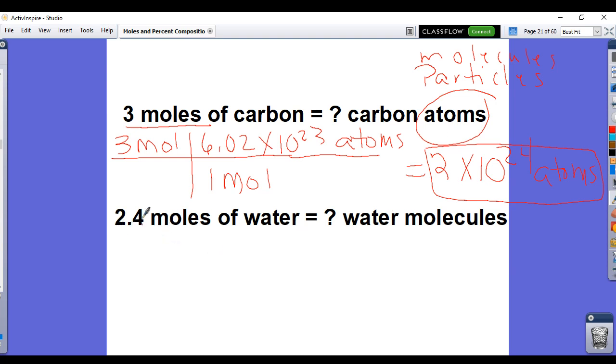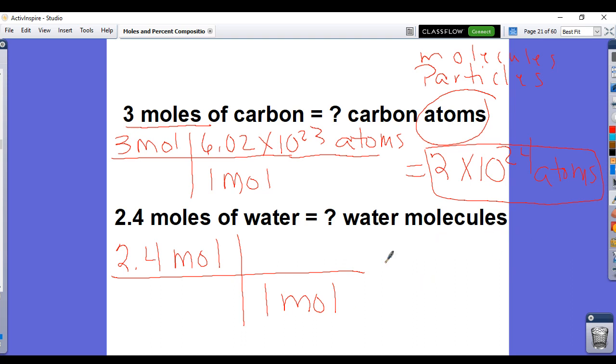All right, so now we've got 2.4 moles. So this is what we're writing first. So 2.4 moles, because that's what's given. What we want is molecules of water. So I draw my line. And because we have a mole here, we're going to have a mole here. And every time we write mole, it's always 1 mole. And what we want is molecules. So I write molecules up here. And every time we write molecules, it's 6.02 times 10 to the 23rd.